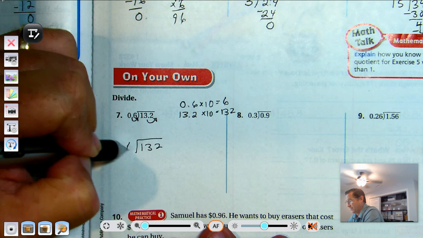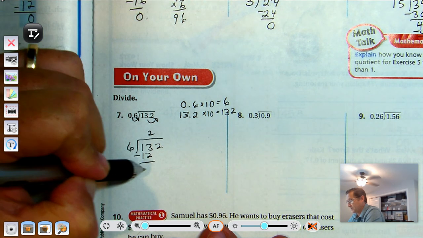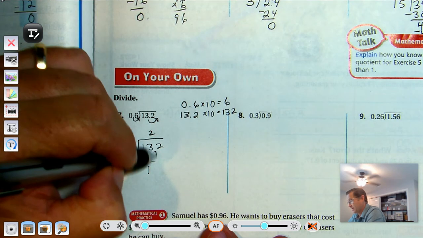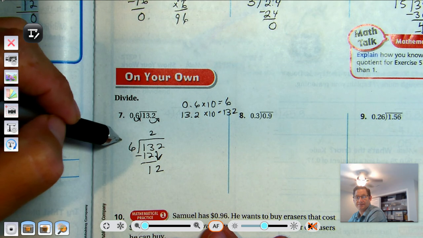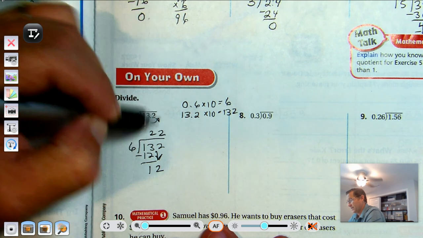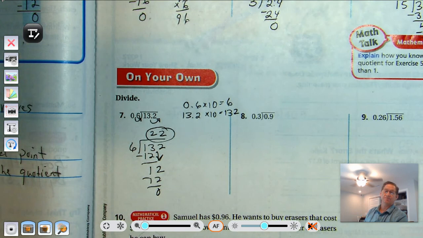132 divided by 6. Well, 6 times 2 is 12. Subtract, we're left with 1. We need to bring down the 2 ones in this case. And 12 divided by 6 is 2. 2 times 6 is 12. So our answer is 22.